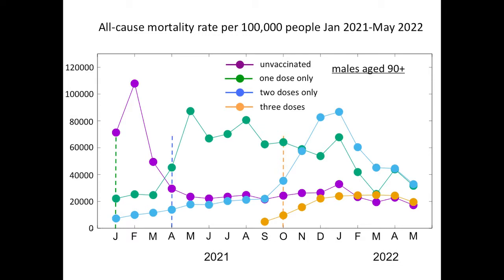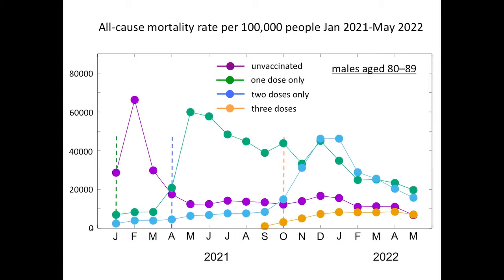So here we have men 90 and over. We see these big changes in the 1 and 2 doses, as I've described before. We see the relative constancy of the unvaccinated group and then declining in the spring. And we see the constancy of the booster group in the spring of 2022.